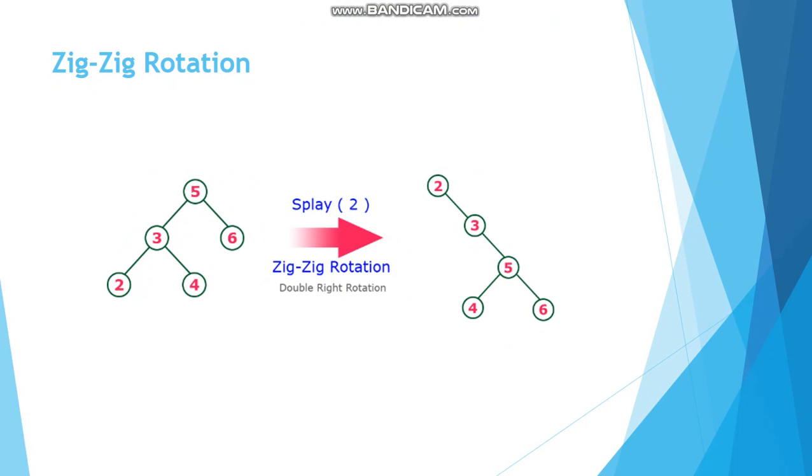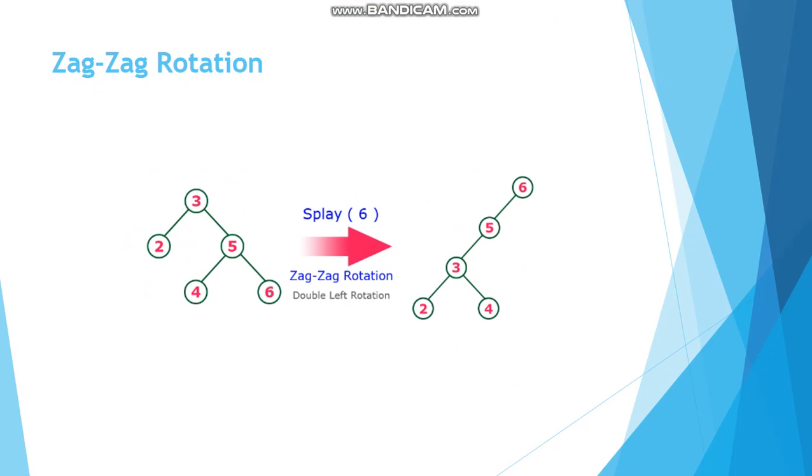The zig-zig rotation in Splay tree is basically a double zig rotation. In this rotation, every node moves two positions to the right from its current position, as it can be seen in the slide. The zag-zag rotation in Splay tree is a double zag rotation. In this rotation, every node moves two positions to the left from its current position. This can also be seen in the slide.